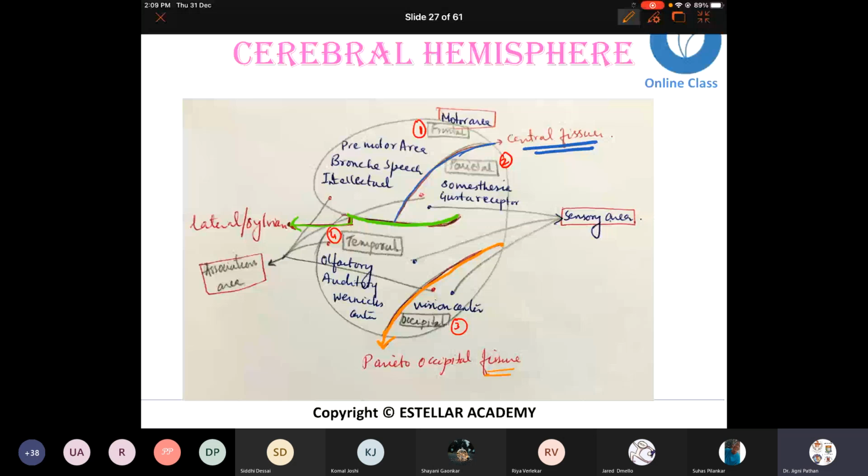The frontal lobe has the motor area, whereas the sensory area is in the parietal region, in the temporal region, and for vision, in the occipital region. Whereas the association area is found in all the lobes: one lobe, two lobe, three lobe, and the fourth lobe. All the lobes have an association area. Please write this down. Very important slide.